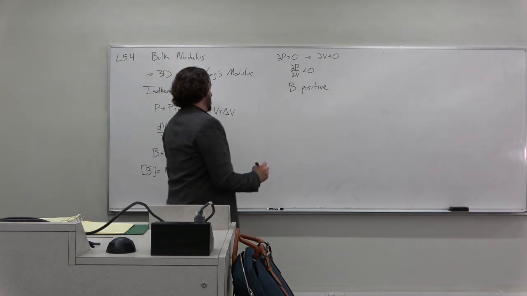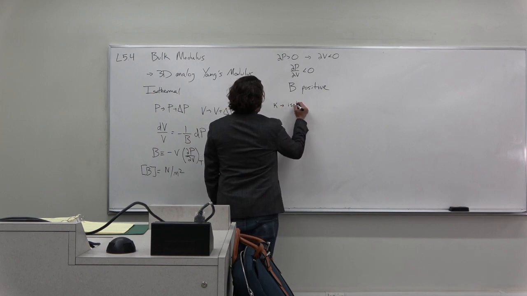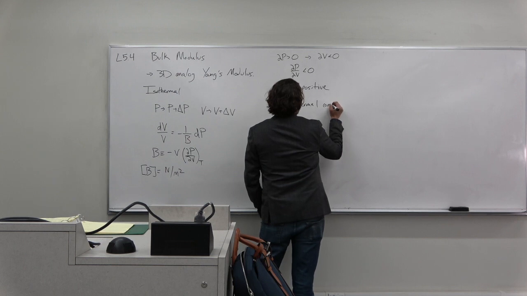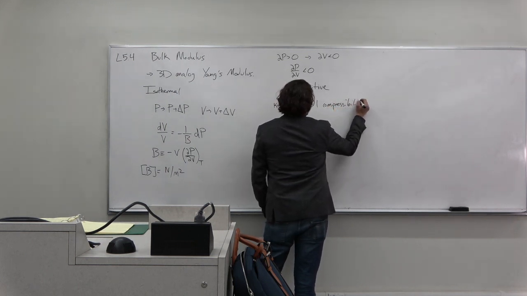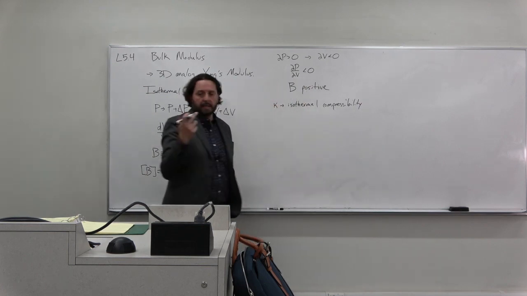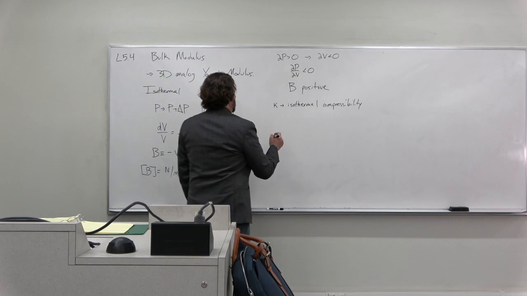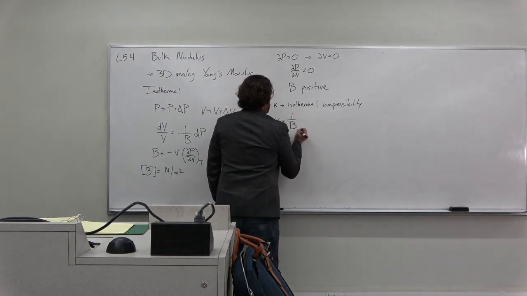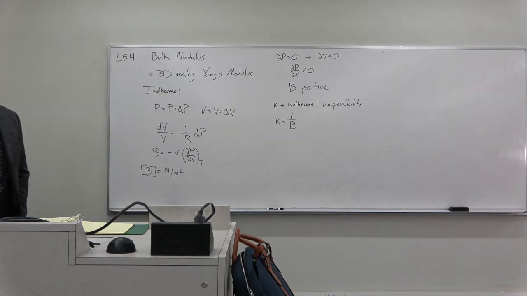Sometimes it's easier to think in terms of the isothermal compressibility. Like how compressible is something? And that's simply the inverse of B. So kappa is defined as 1 over B. I generally think about kappas instead.